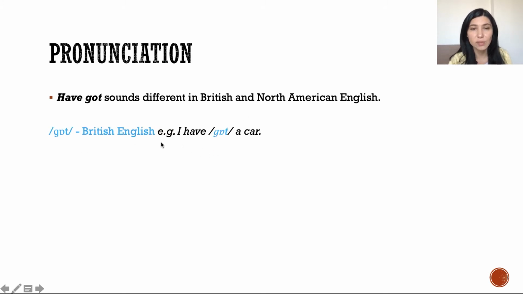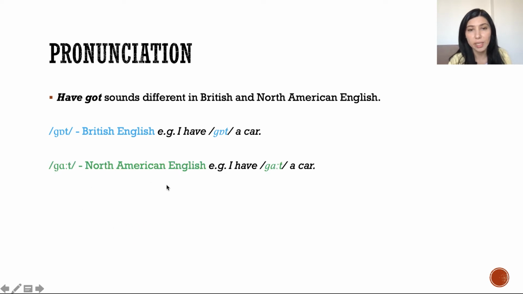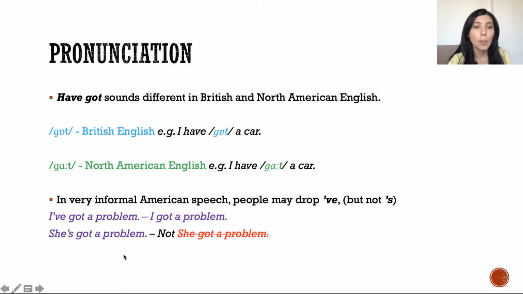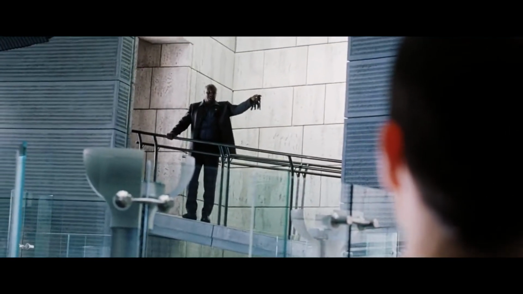Got in British English, for example, I have got a car, and got in North American English, for example, I have got a car. In very informal American speech, people may drop the v part, but not the s part. For example, instead of I've got a problem, people say I got a problem. But instead of she's got a problem, you cannot say she got a problem. We got a problem with our location.